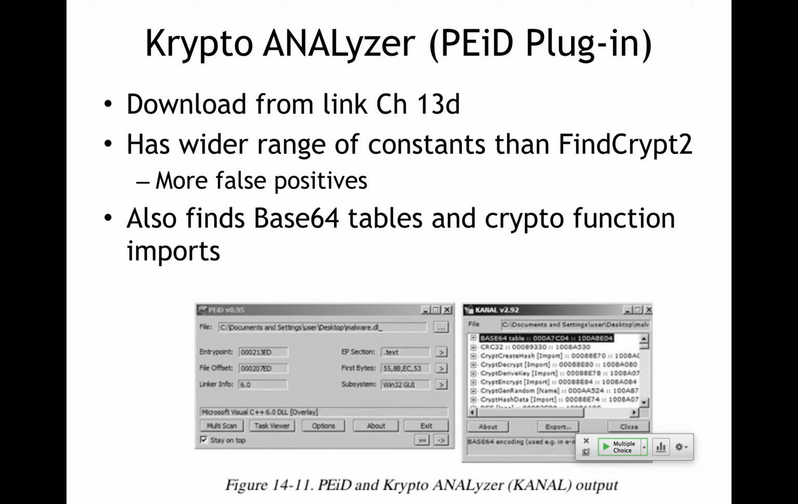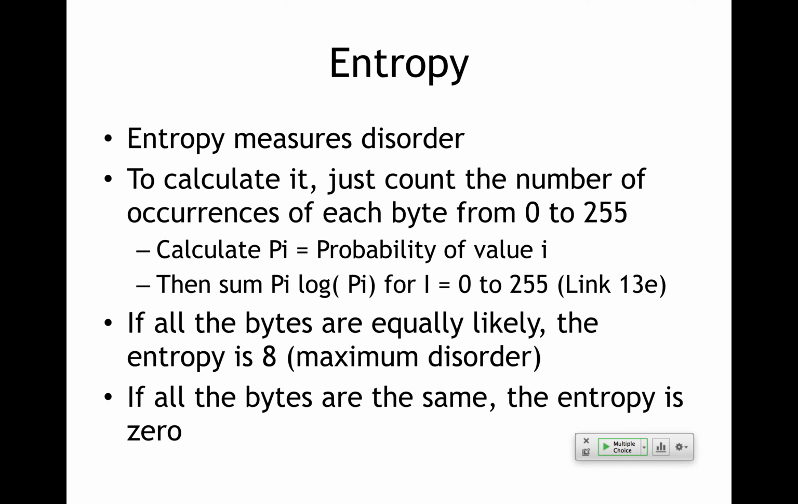There's a PEID plugin that will try again looking for base 64 tables and other crypto functions, another tool, Canal, you can use. And then there's entropy. Entropy is a measure of the amount of disorder in something. It applies to the universe, it applies to information in general, applies to everything.